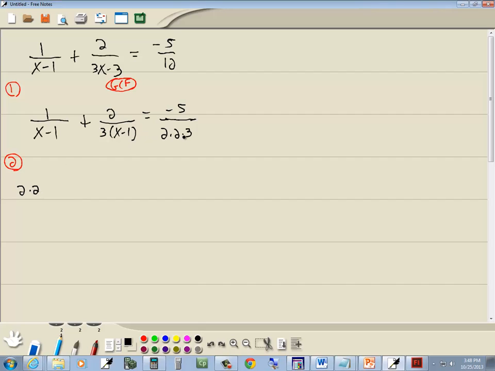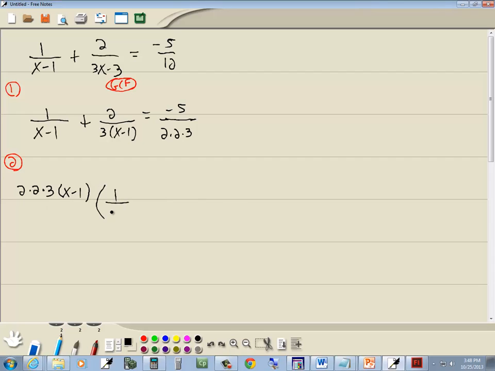Now we'll go to the 3, and I'm looking for the greatest number of 3's in any single denominator. There's none here, there's 1 here, there's 1 here. So the greatest number of 3's in any single denominator is 1. Now look at the x minus 1, and I'm looking for the greatest number of x minus 1's in any single denominator. There's 1 here, none here. So the greatest number of x minus 1's is 1. So that's our LCM, and that's what we'll multiply everything by.